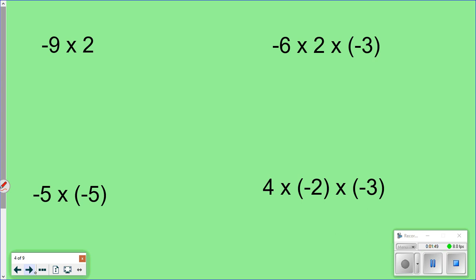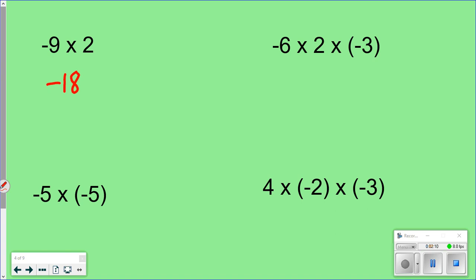All right, so how does this work? The first thing you're going to do is find a problem. Up there it says negative 9 times 2, and the first thing you're going to do is do the math. 9 times 2 is 18. Then you say to yourself, okay, my first number is negative, my second number is positive. If they're different signs, it's going to be a negative answer. Then you have to make sure you put in your negative sign.